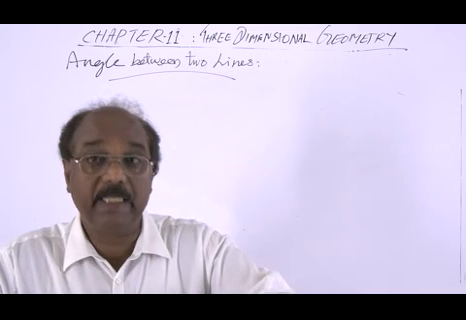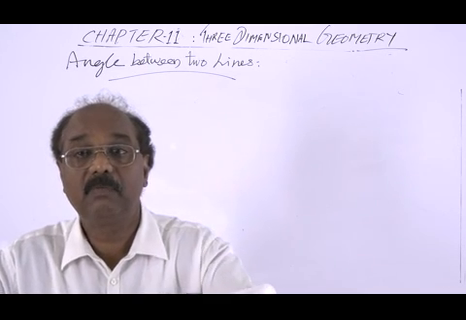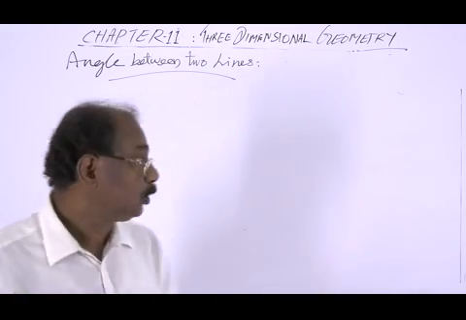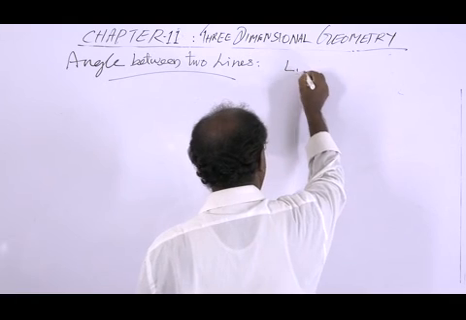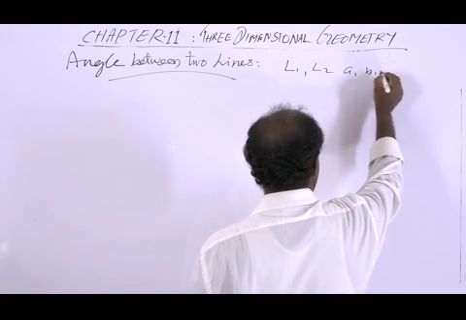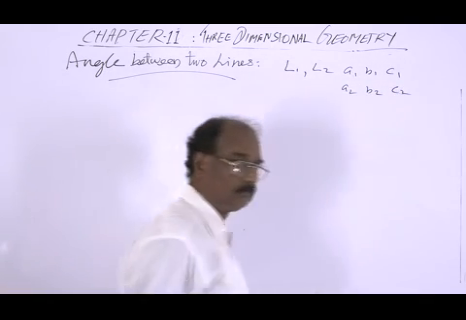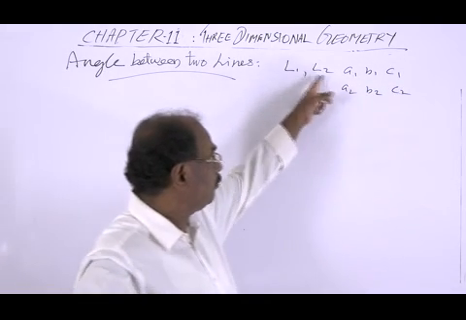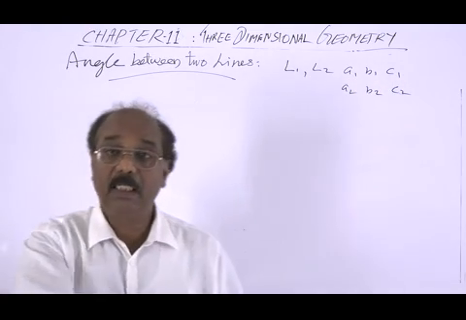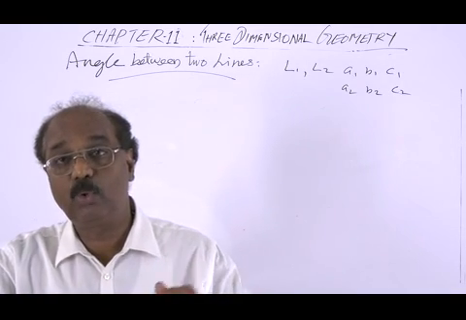Suppose we are given two lines passing through the origin with the given direction ratios. That is, two lines denoted by L1 and L2, whose direction ratios are A1, B1, C1 and A2, B2, C2. Direction ratios of L1 are A1, B1, C1 and that of L2 are A2, B2, C2. Find the angle theta between the two lines.